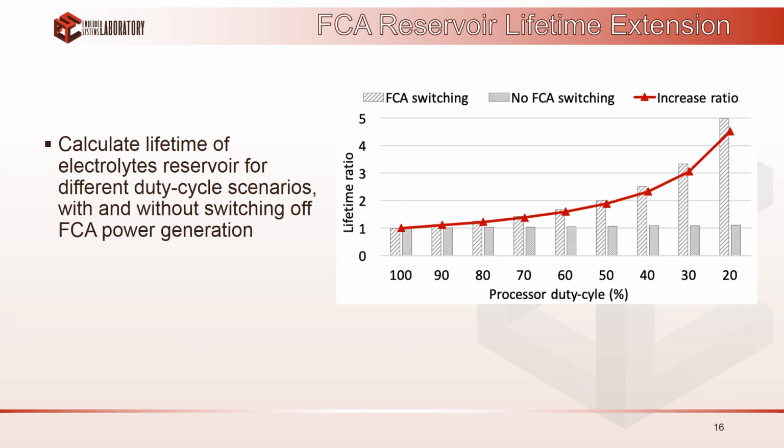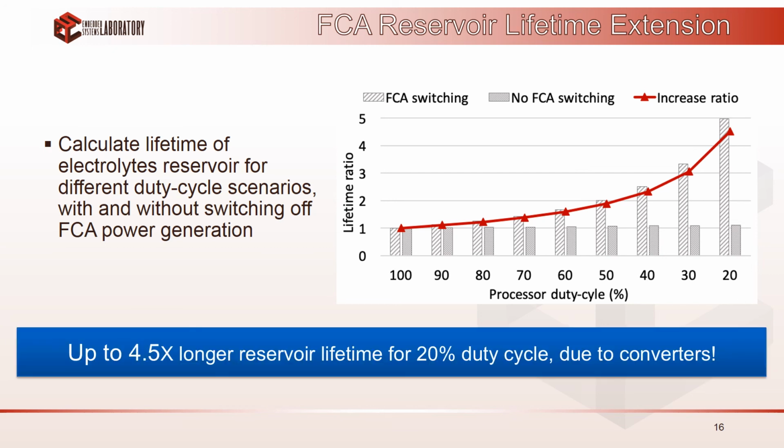So when the processor is idle and the FCAs are disconnected from the power network, the degradation of the electrolytic liquid in that period of time is low, as it only is due to the fuel and oxidant mixing. However, if the FCAs continue to generate power during that time, the degradation of the liquid happens at almost the same rate as when the processor is at 100% duty cycle. Now, to put this into perspective, the red curve shows that the dynamic switching allows to extend the lifetime of the FCAs by 1.8 times for a duty cycle of 50% and by 4.5 times for a duty cycle of 20%.